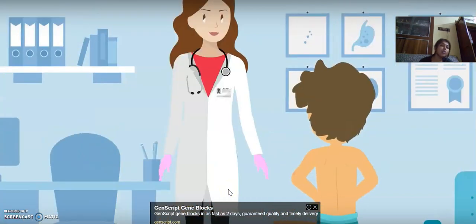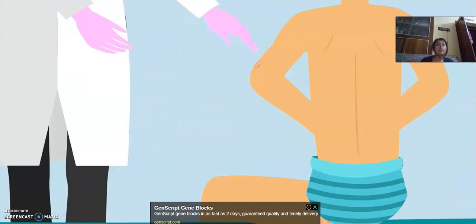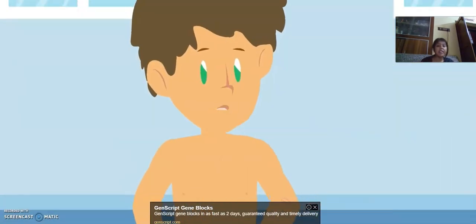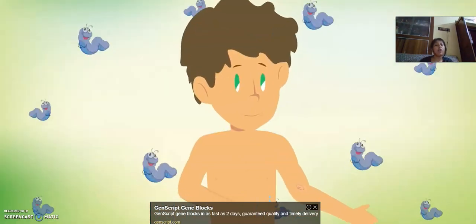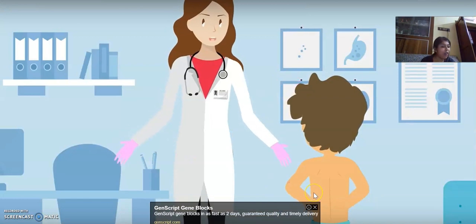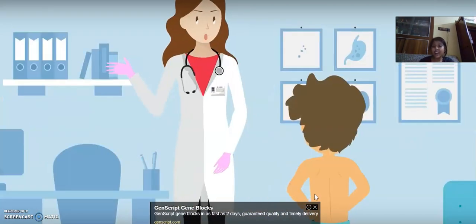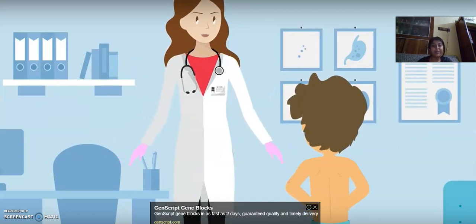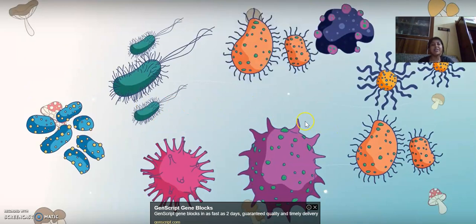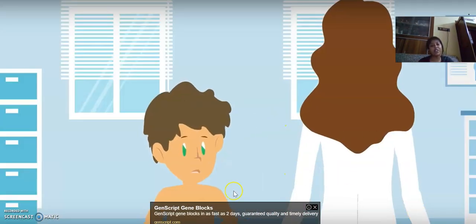So the doctor also did a thorough investigation throughout his body, right? Because ringworm can occur anywhere. It can occur on the body, it can occur in the groin region, and this particular child thought that it is a worm. It is actually not a worm, it is actually a fungus. Okay. So these are the microorganisms. This is the microbial world that was being talked about by the doctor to the child.